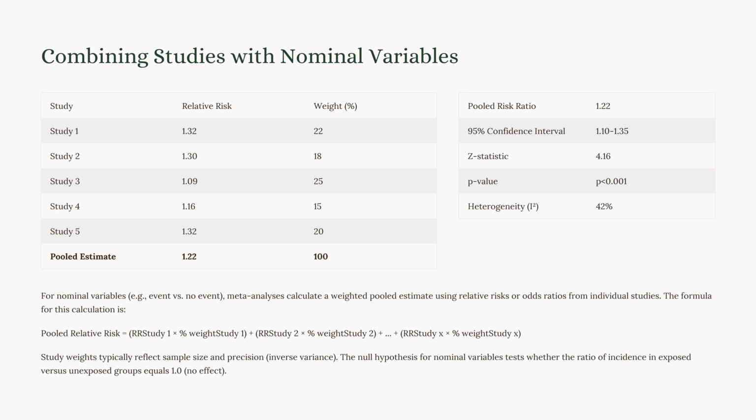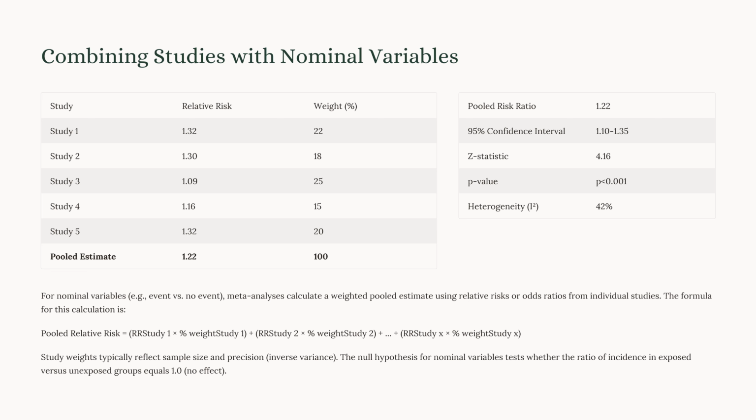So here we can see nominal variables, where either you have it or you don't. It's a 1 or a 2, 0 or 1, whatever you want to call it. Nominal variable, yes or no. With a meta-analysis, it's usually weighted, and the weighting usually takes into account the sample size of the study and how precise the estimate was within that study. You can see an example here of 5 studies, all with relative risks.